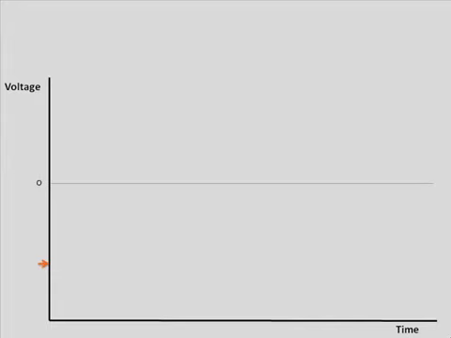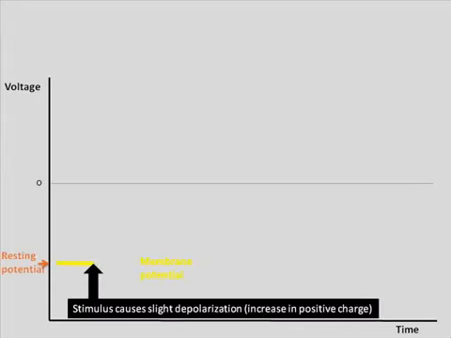Let's summarize the processes of generating an action potential. The resting potential is the membrane potential of a neuron when it is at rest. The resting potential is well below zero. To initiate an action potential, a stimulus causes a slight depolarization, or increase in positive charge. If the stimulus is strong enough to cause the membrane potential to reach a certain threshold, the action potential will begin.